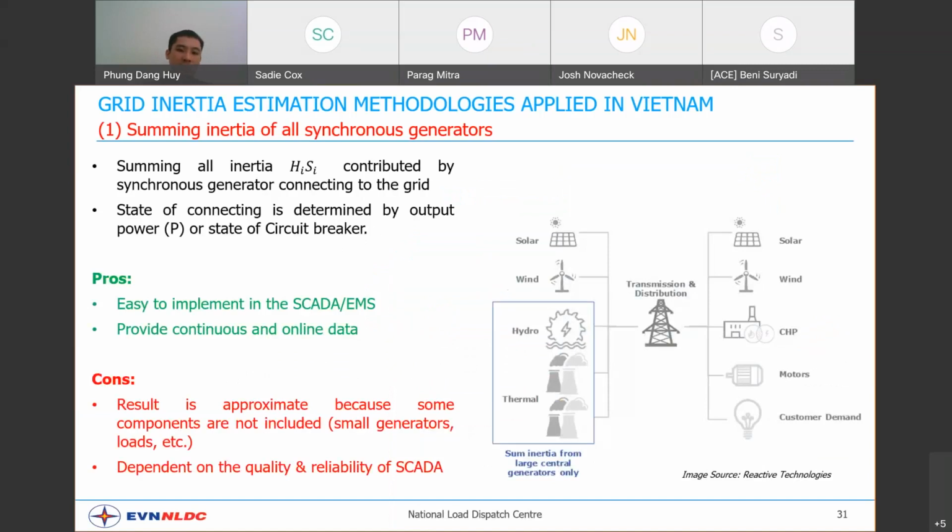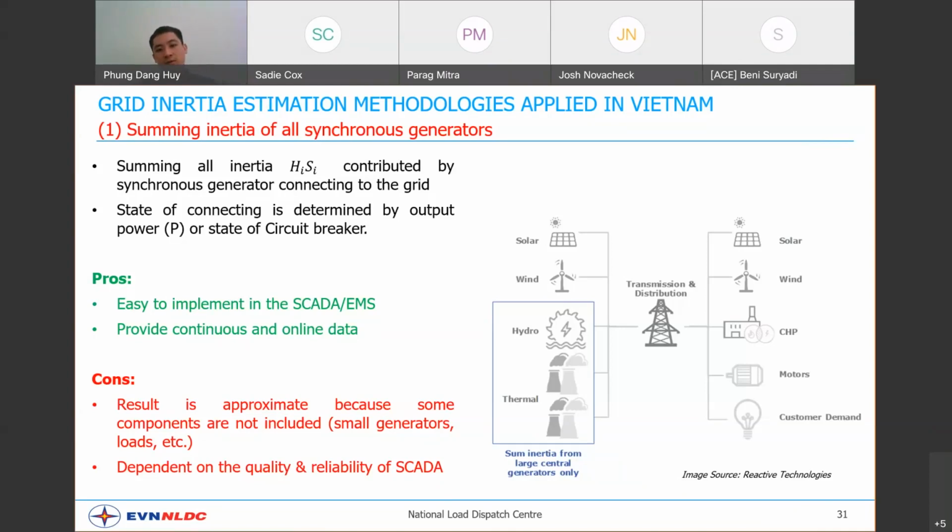So actually there are two methods that we apply in Vietnam for the moment. I believe these methods are also applied widely in the world, because they are easy to implement based on the existing facilities that the control centers normally have, which is the SCADA EMS system and the PMU VAMs. So the first method is to sum all the inertia from synchronous generators. Of course, we have the inertia constant from generators, the MVA, and when we sum up all of the data, we can have the estimation of online inertia.